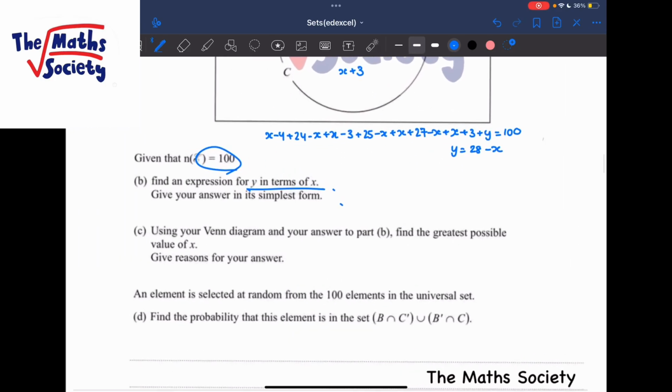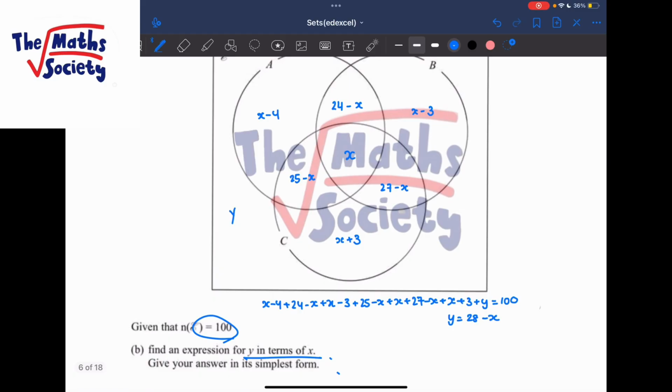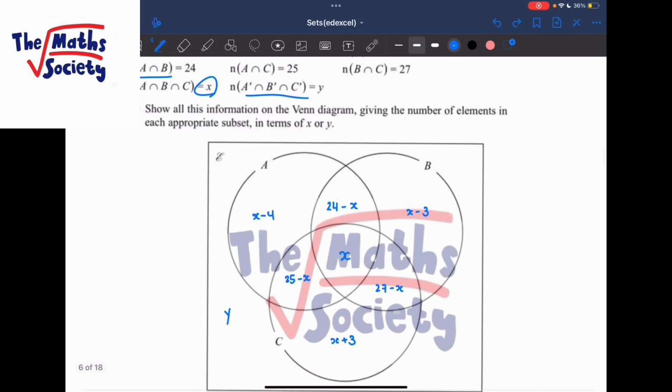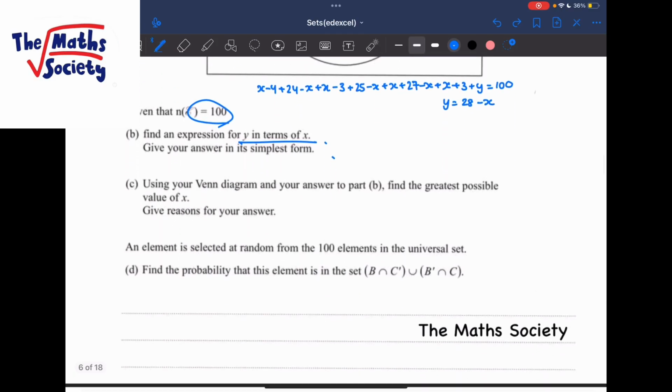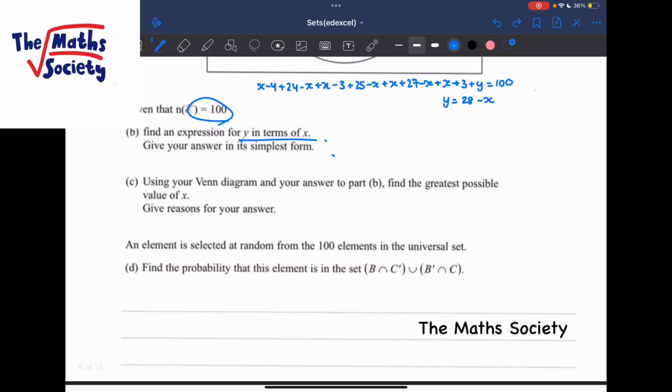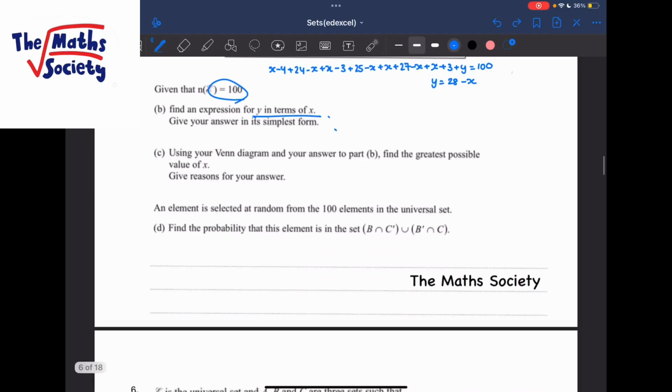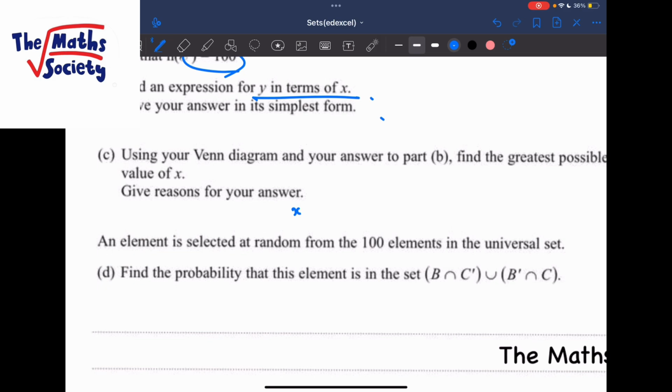And it says using a Venn diagram, enter your answer to part B. Find the greatest possible value of x. So what we can see is that if we minus it, it cannot be 0, right? Because it always has to be greater than negative. So there cannot be 0, and x cannot be negative. So the greatest possible value of x is going to be 24 minus x, which basically means that it has to be greater than 0. So you can just say that x cannot be negative.